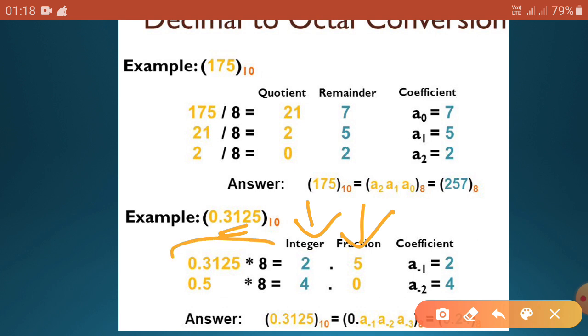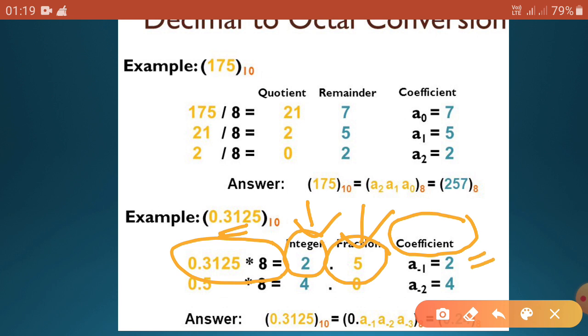So if we multiply 0.3125 with 8, it gives us 2.5. So the fraction value is 0.5 and the integer part is 2. We have to collect all the integer parts, so there we are writing another column, that is the coefficient, and write the integer part here, 2.